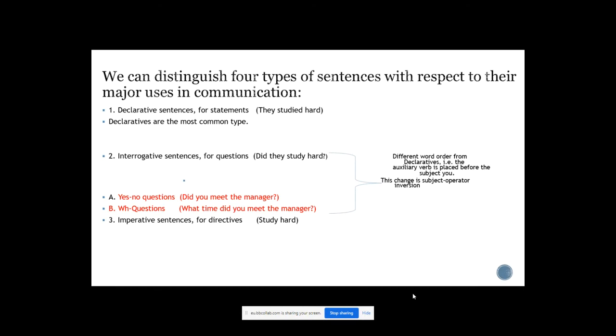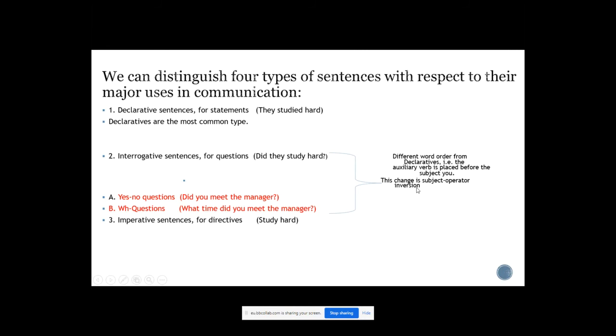And here, if you notice with me, we have different word order from declaratives. So if you just try to compare they studied hard with did you meet the manager, or what time did you meet the manager, we have the auxiliary verb placed before the subject you, right? Here, did you, it comes before, while here the subject comes before the verb. So this is called subject operator inversion.